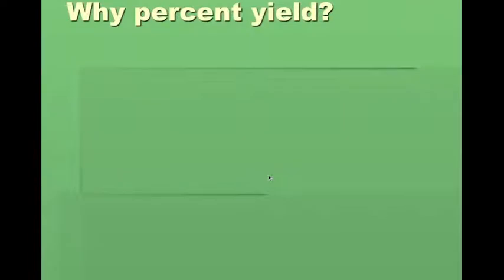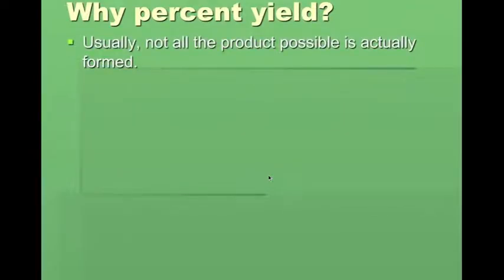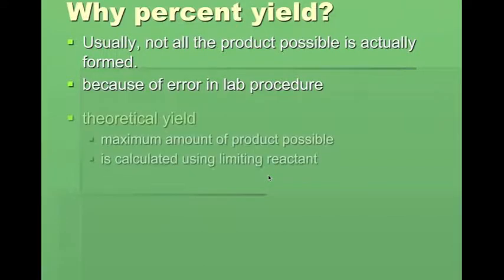All right, guys, we're going to talk a little bit about percent yield. The reason why we figure it out is because usually not all of the product possible is actually formed. When we make a chemical reaction in the lab, we don't get the specific amount that we're asking for. We usually get just a little bit less because there's some error in our procedure.